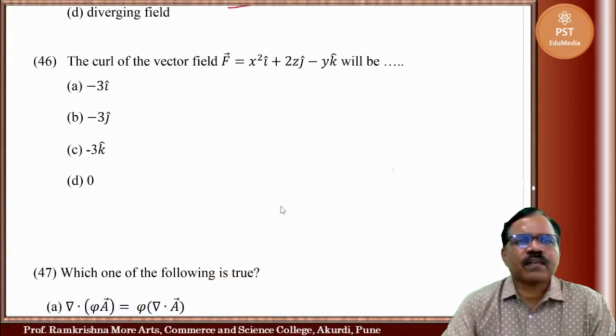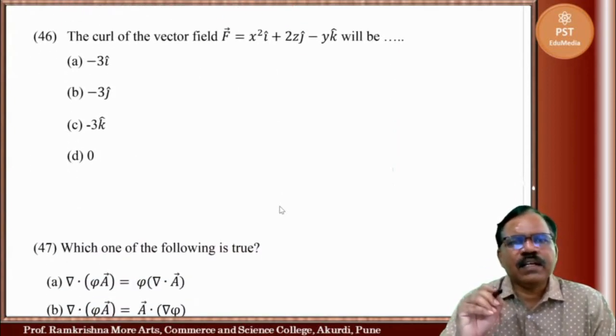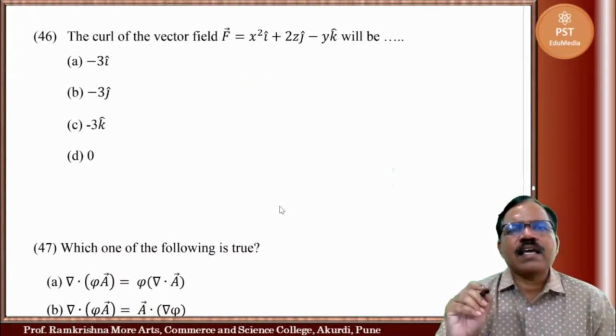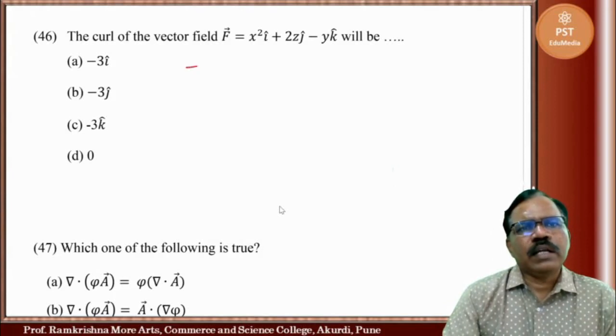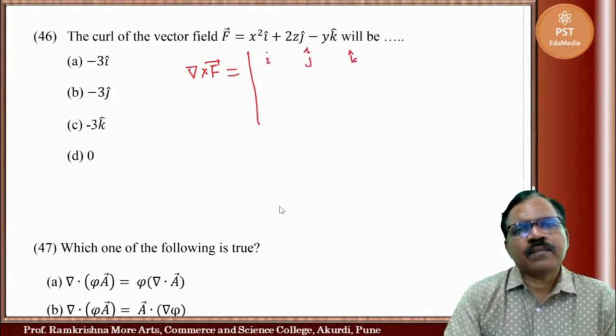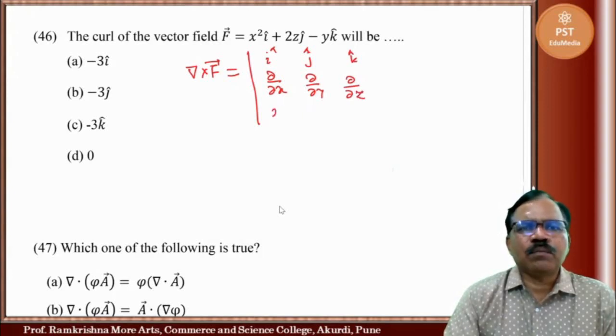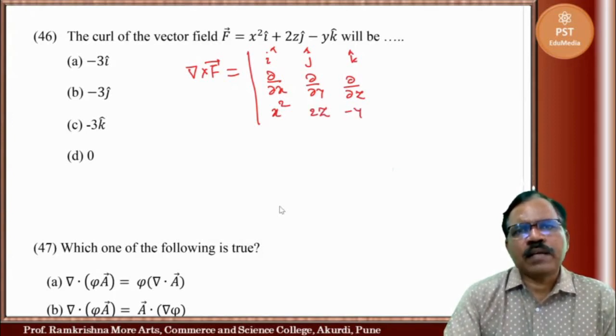Solenoidal field. The curl of vector field f is equal to x square i plus 2z j minus y k will be. So del cross f, that is curl of a vector field, is equal to the determinant with i, j, k, del by del x, del by del y, del by del z. Now the x component is x square, the y component is 2z, and the z component is minus y.